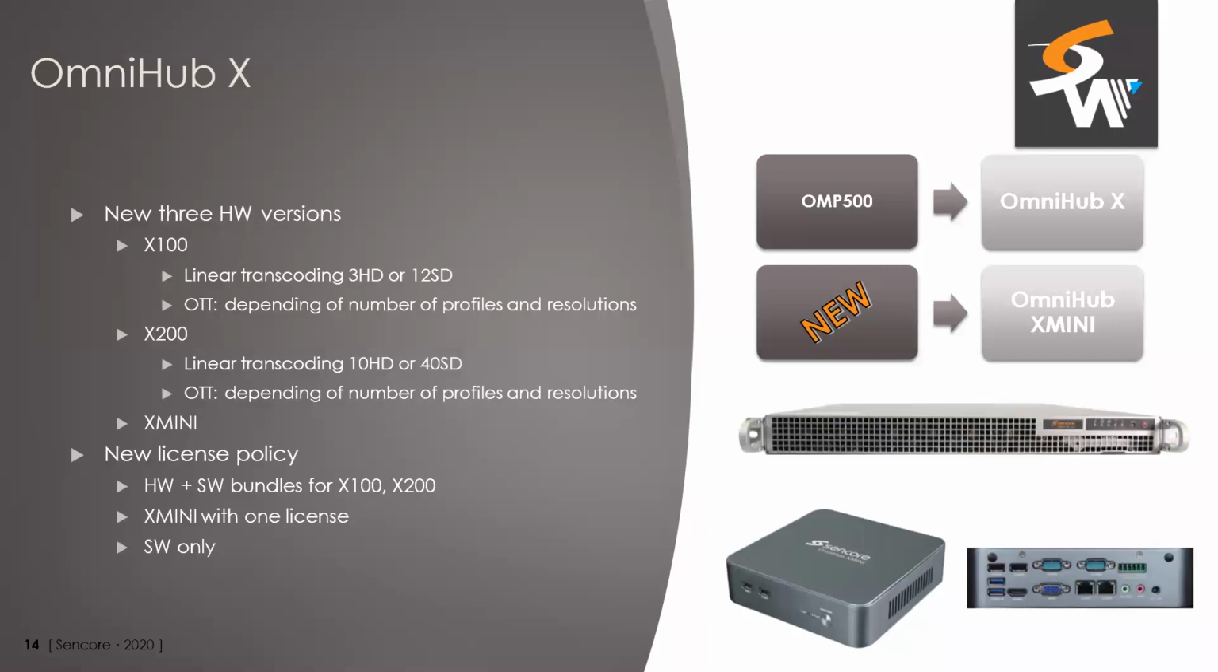X Mini by default supports 1 channel of linear transcoding, and the only additional license we have in our portfolio for this product enables OTT functionality for a single channel or allows you to transcode 2 linear channels. So the license policy is very, very straightforward. And at the end, we have a 3rd option. The customer can decide to use their own hardware. In such a case, you need to buy basic software plus licenses for each channel you want to transcode. So this option is very similar to what we had before.